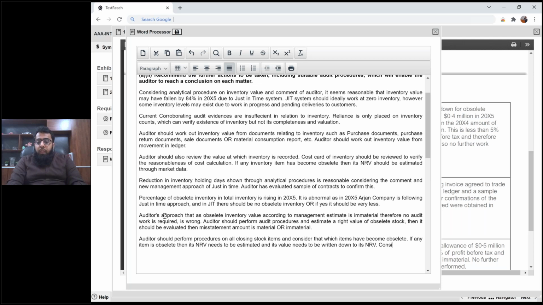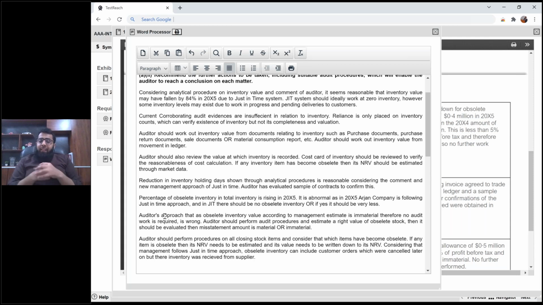Okay. Considering that management follows a just-in-time approach, obsolete inventory can include customer orders which were cancelled later on, but their inventory was received from the supplier.